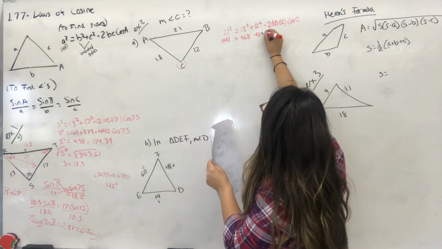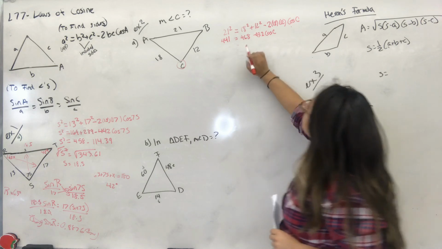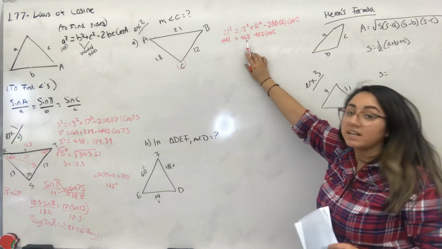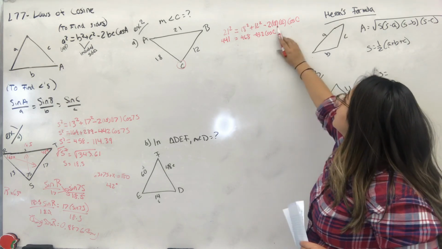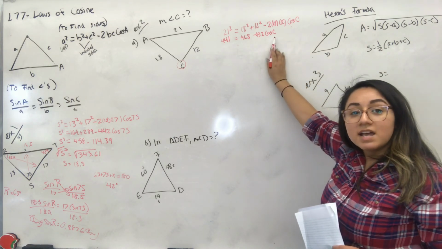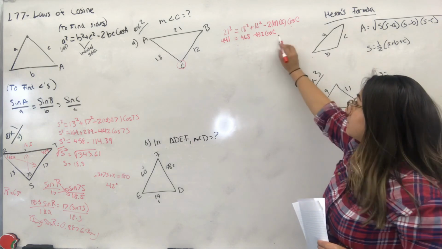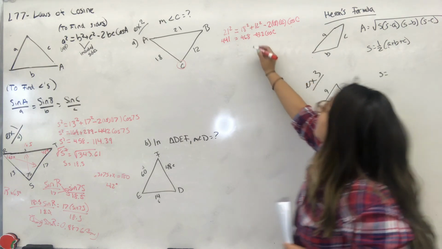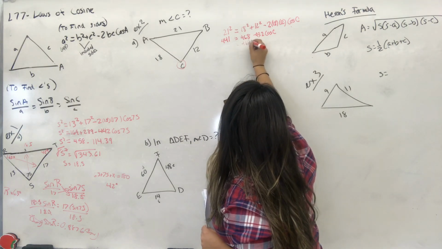432 cosine of C. So 18 squared plus 12 squared, added together, I get 468. Minus, multiplying this, I got negative 432 cosine C. And what we're trying to do is get the cosine of C, basically the C by itself.